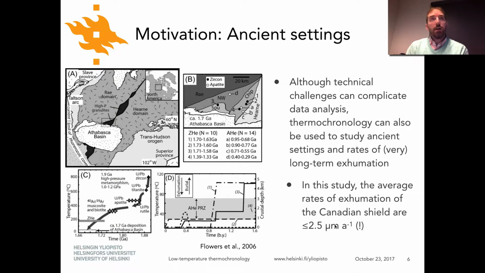And essentially what they found is that the rates of shield erosion are extremely slow. If you average them out over the time scales we're looking at here, it's less than 2.5 microns per year.